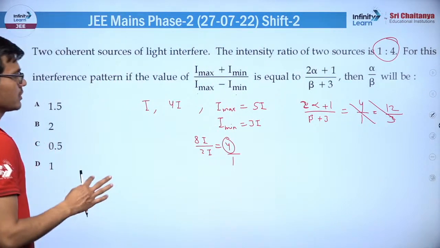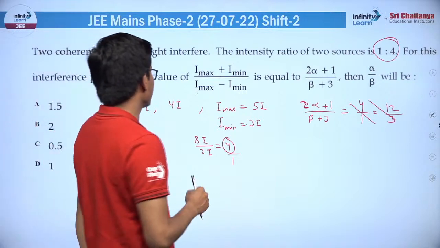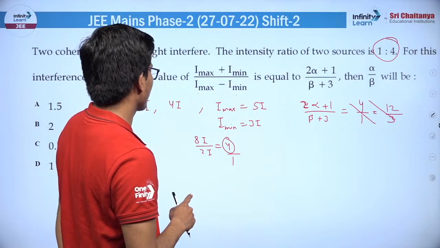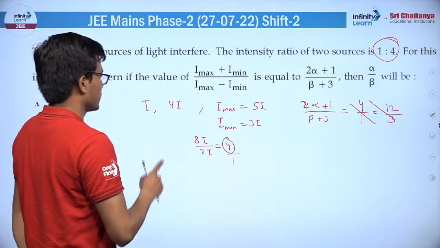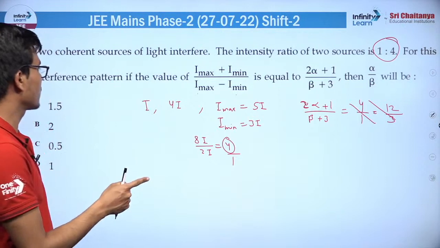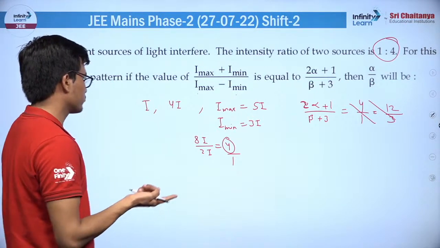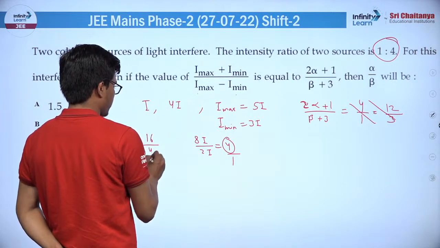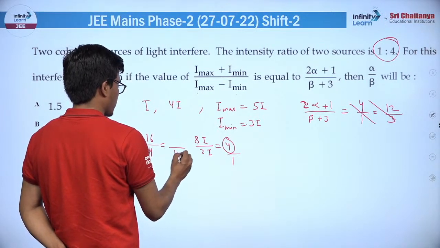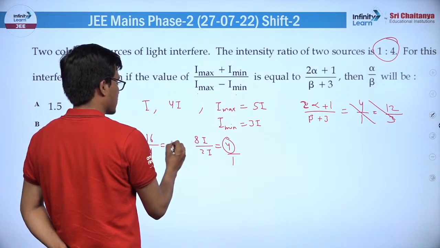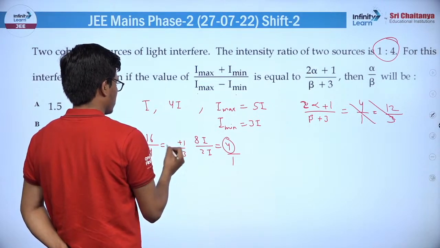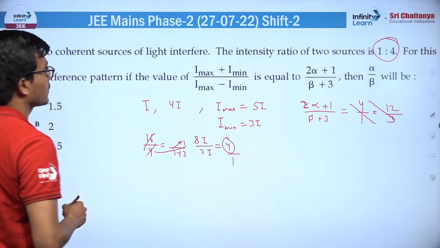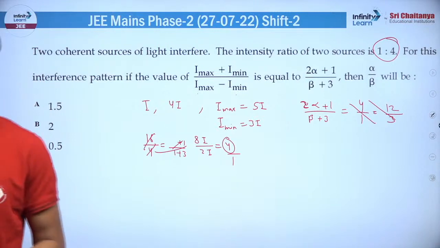Alpha by beta will come approximately 1 by 2, because I guess it should be 5I, I max plus I minimum. So it is 8I, and 5 minus 3 is 2I, right? Everything is, I guess, right. 16 divided by 4, so you can write it as 1 plus 3, and 16 is actually... something is wrong. Okay. Let me just check if the question is wrong.